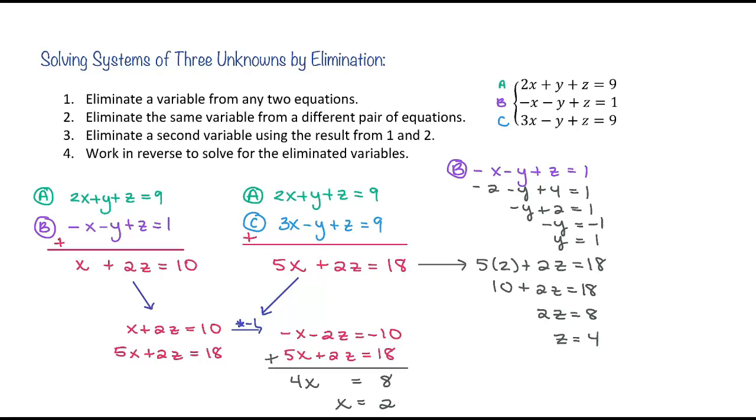Now we have our ordered triple. We have that x is equal to 2, y is equal to 1, and z is equal to 4. And we can state the solution set as the set containing the ordered triple (2, 1, 4).